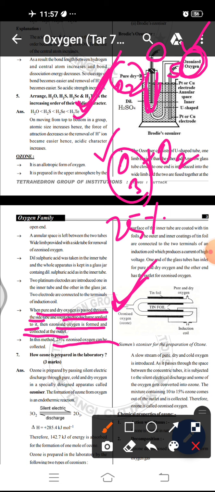In these apparatuses, known as ozonizers, oxygen can be converted into ozone. In the Siemens ozonizer 10 to 15% ozone is formed, and in the Brody ozonizer 25% ozone is formed. Okay. So these are the laboratory preparations of ozone.